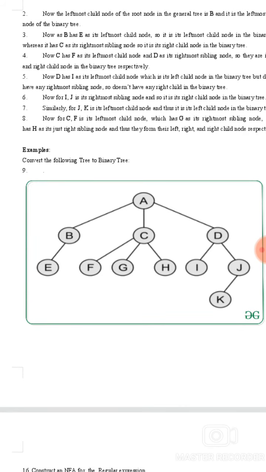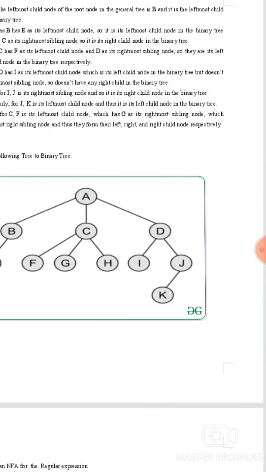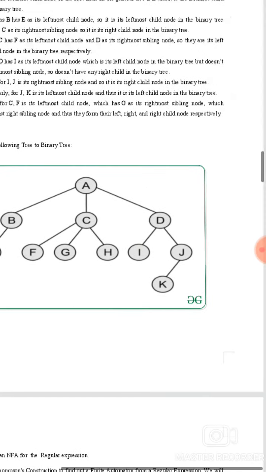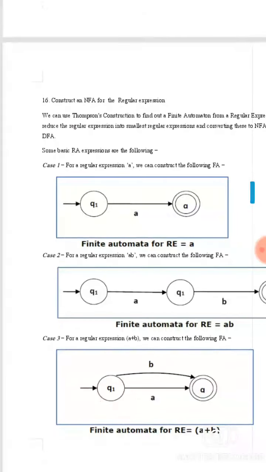Similarly, for J and K, J is the leftmost child node and thus it is the left child node in the binary tree. For C, F is the leftmost child node, which has G as its right sibling node, which has H as its right sibling node, and thus they form the left, right and right child nodes respectively.